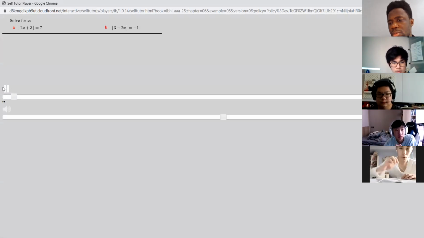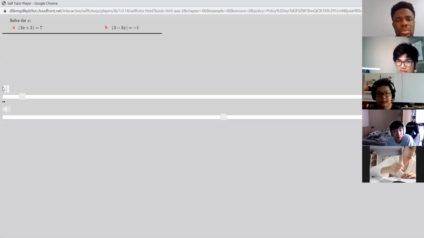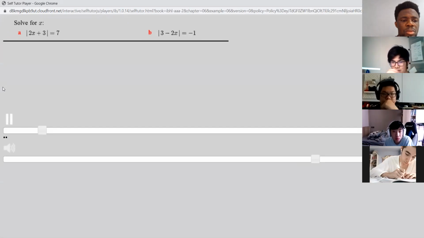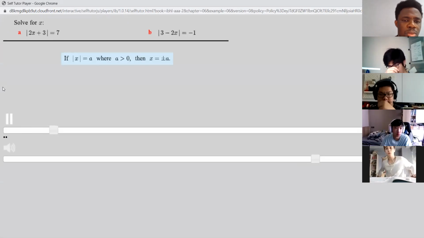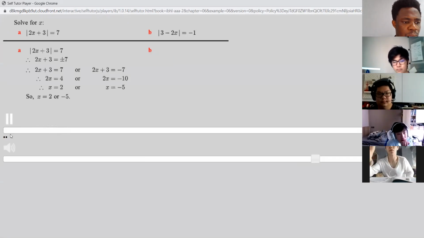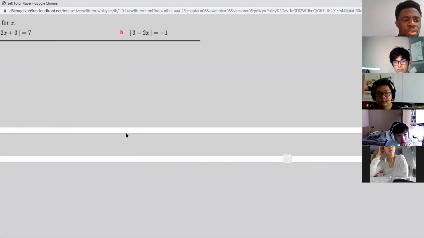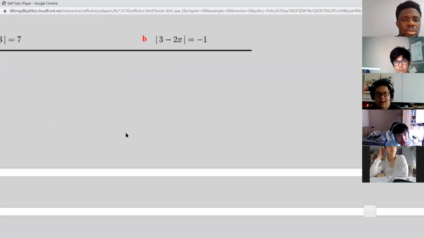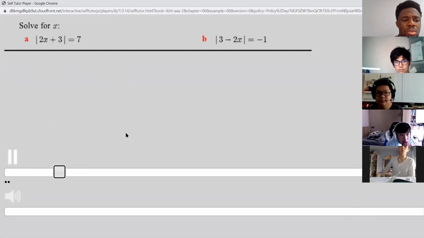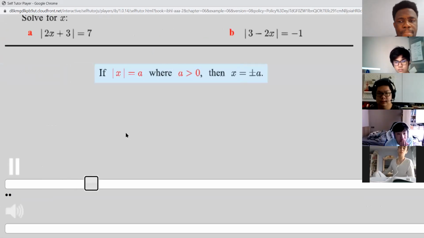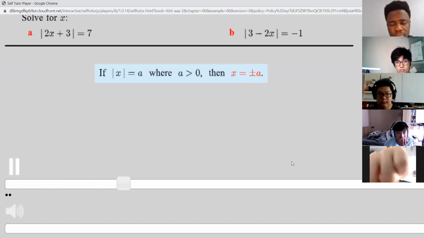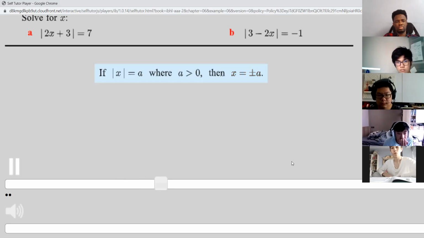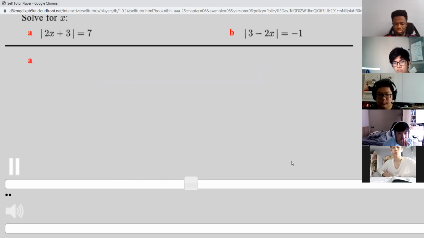Equations which involve the absolute value function or modulus function are called modulus equations. If the absolute value of x, or mod x, is a positive constant a, then x could be a or minus a. We can use this property to solve many modulus equations. In part A, mod 2x plus 3 equals 7. Using the property we have just seen, 2x plus 3 could be 7 or minus 7. We can split. Does that make sense?